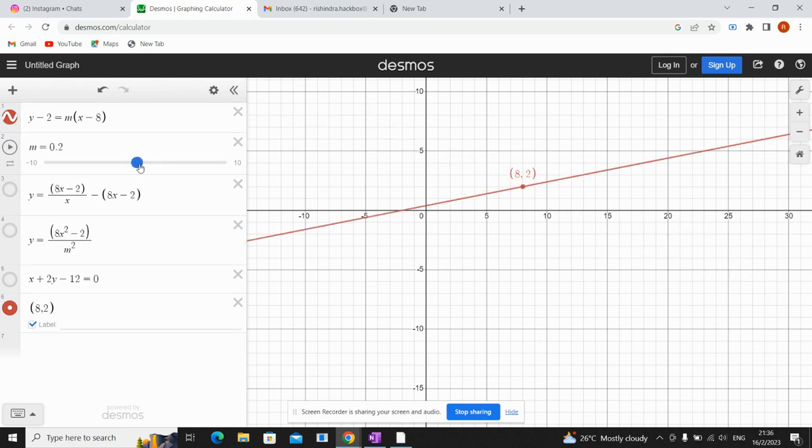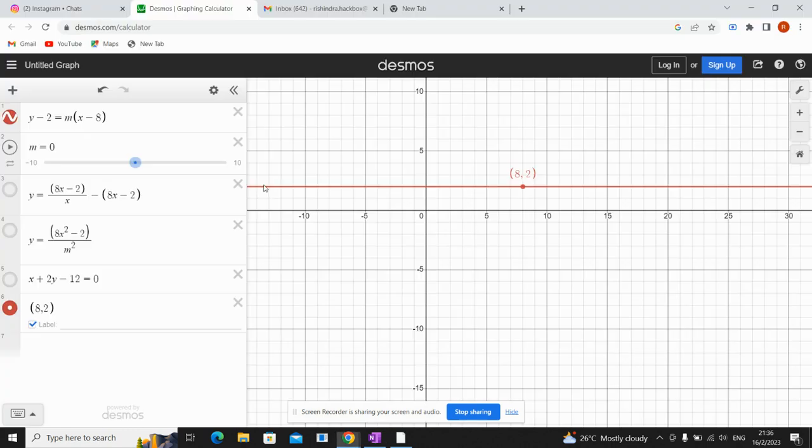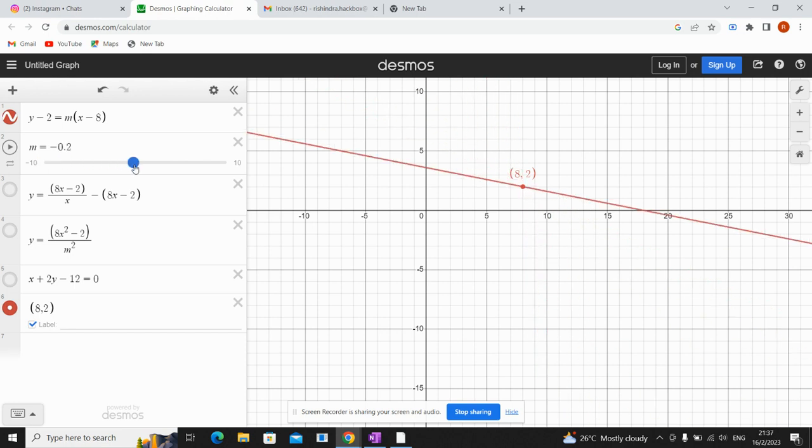We have to find the minimum value for a negative slope. So the range is 0 to minus 10. We could take the slope from minus infinity to 0, but due to computational limits we can only go up to minus 10.